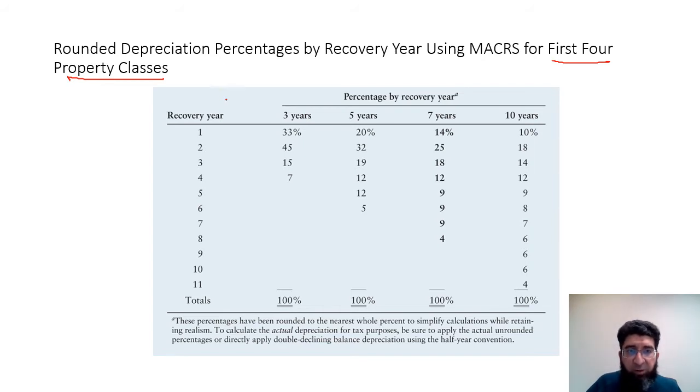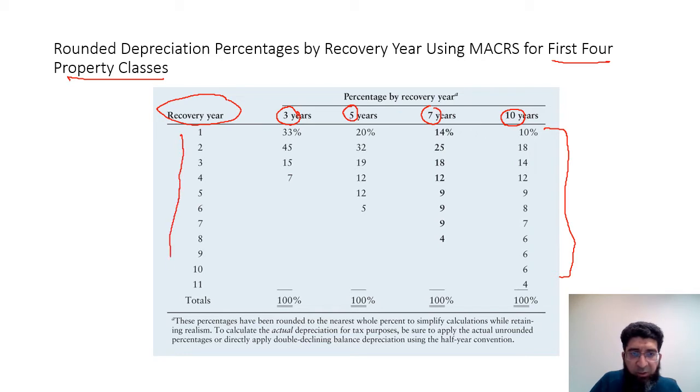So this is the recovery year and these are the recovery rates that are given under the table. Now you see we have percentage by recovery year, that is 3 years, 5 years, 7 years and 10 years. And you can see that the recovery years go till 11 years. Now why is it 3 years but ends in 4 years?